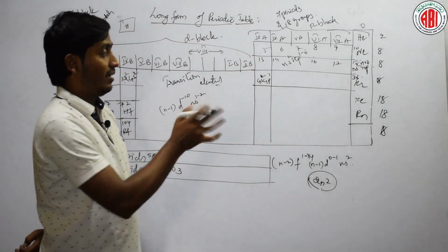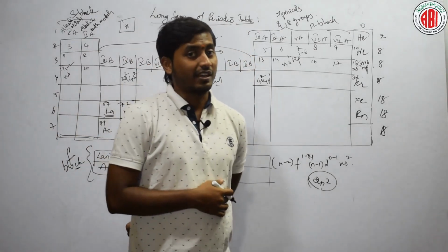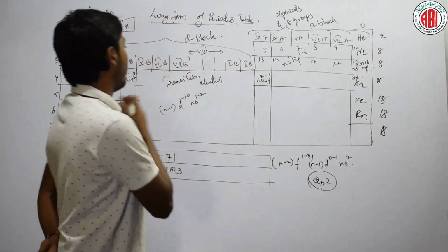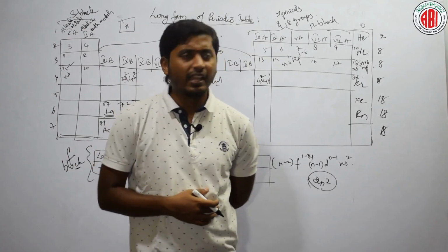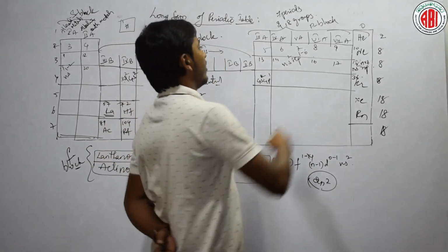This is how we learn the electron configuration, right? Fine. Based on that only we will fill each and every orbital. Clear? And what are the different names here?